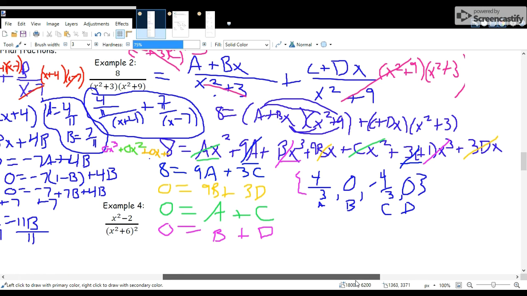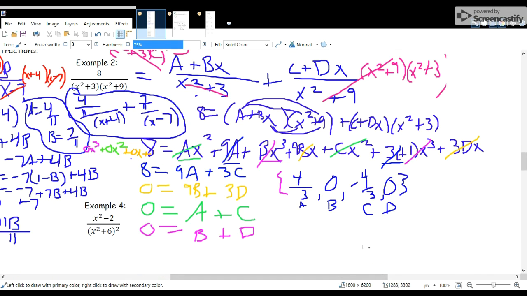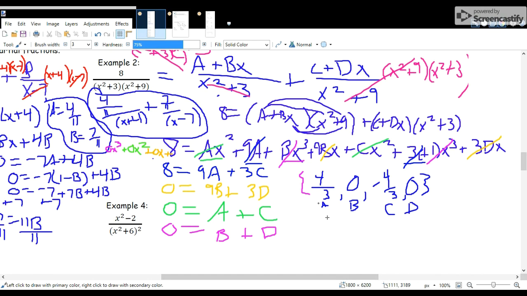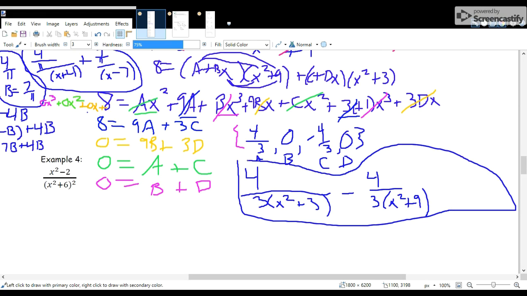Now B and D would have always been 0 because notice 8 does not have an X. So B and D will either be 0 or they would have canceled out here. So using that, we'll write in our final answer. And this is your decomposed form. This is your partial fractions.